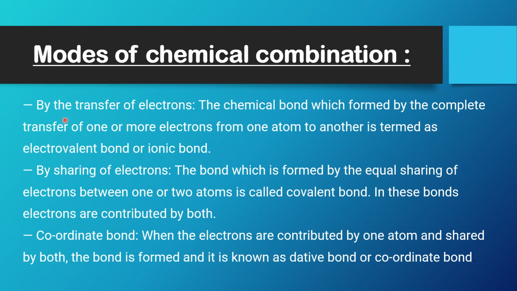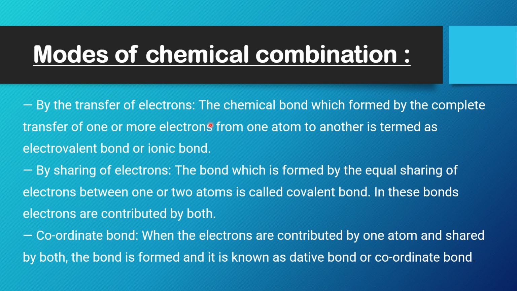Now some other modes of chemical combination we are going to do. The modes of chemical combination are by transfer of electrons, by sharing of electrons, and the coordinate bonds.